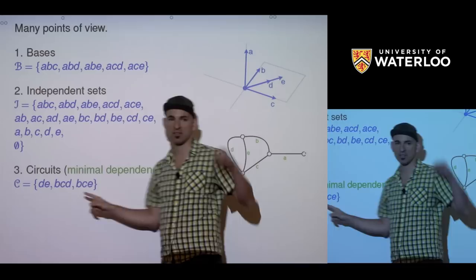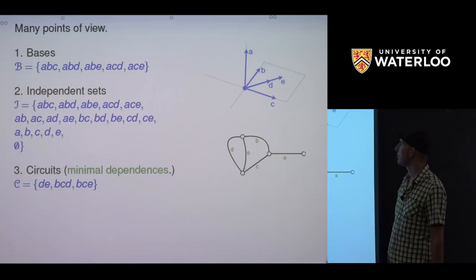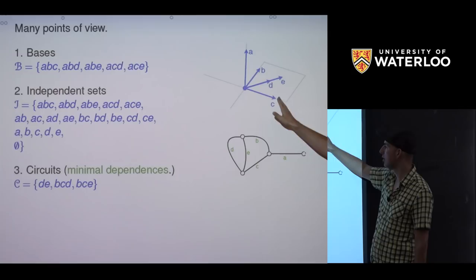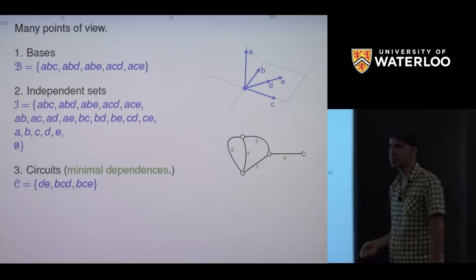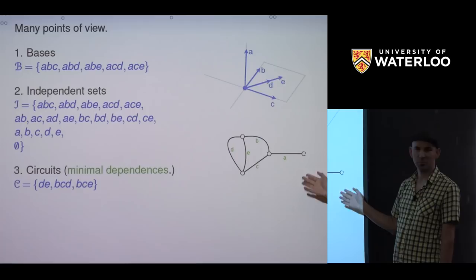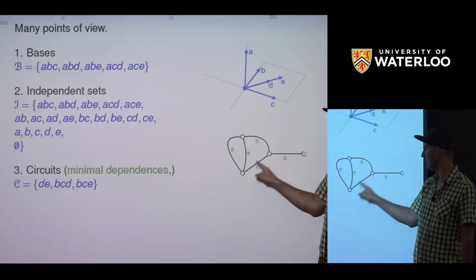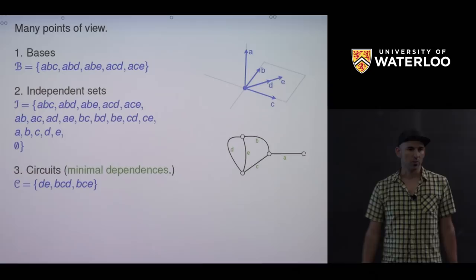And so you just look at what are the linear relations that occur here, and then those are going to be your circuits. There's a way of defining this combinatorially, but you really want to think of these as minimal dependencies. And in the graph, this is clearest, because in a graph, the circuits are actually the cycles of the graph. So here's D and E, here's B, C, and D, and here's B, C, and E. So that's a third way of thinking about matroids.